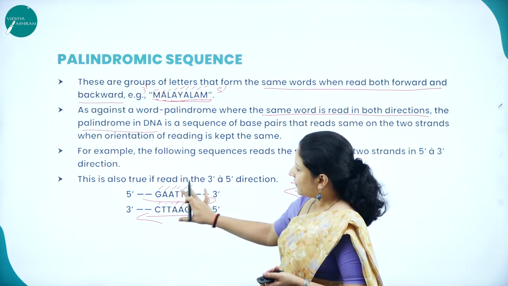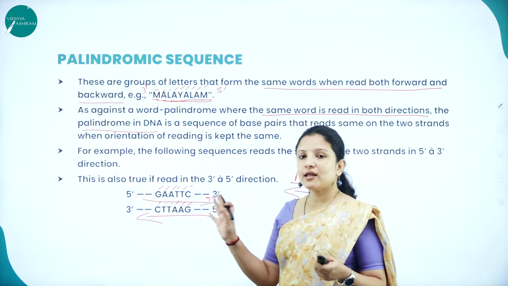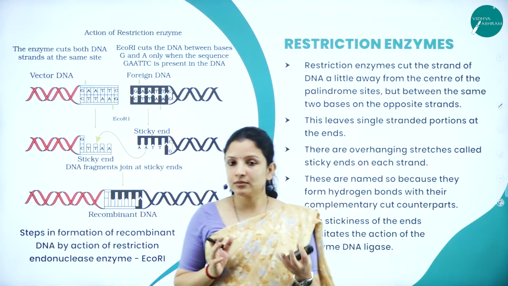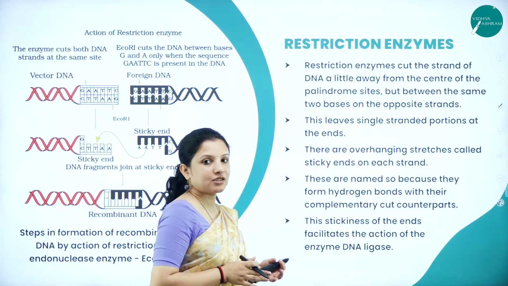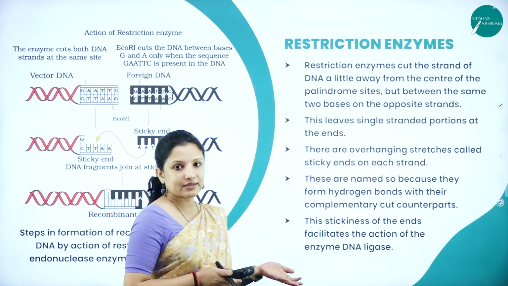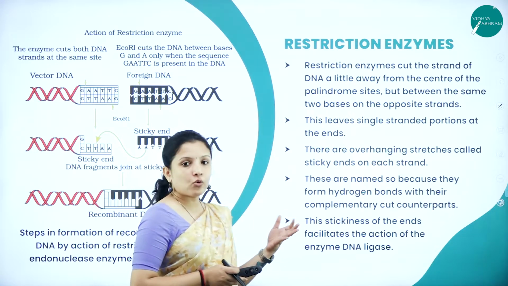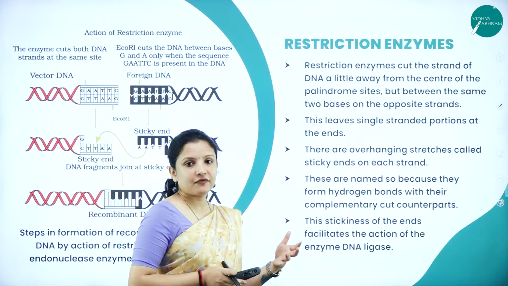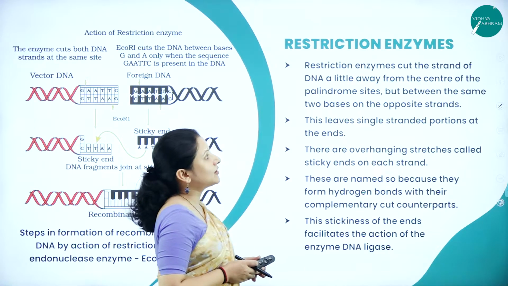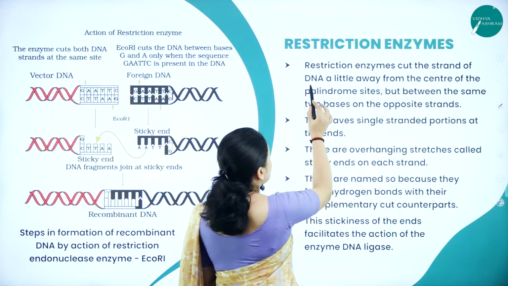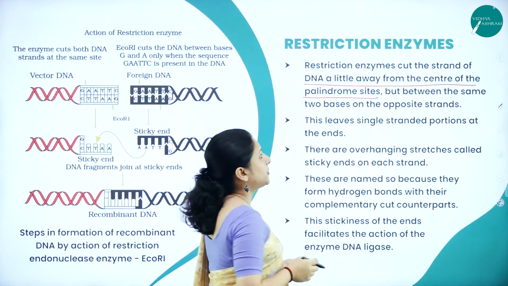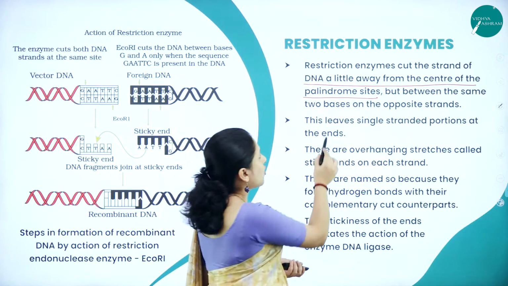Now this palindromic sequence is cut. It will be having the gene of our interest there. So next, moving on, because now you understood what a palindromic sequence is, I'll continue with restriction enzymes. Now what the restriction enzymes will do is identify the palindromic sequence, and these restriction enzymes will cut the strands of DNA a little away from the center of the palindrome sites, but between the same two bases of the opposite strand.